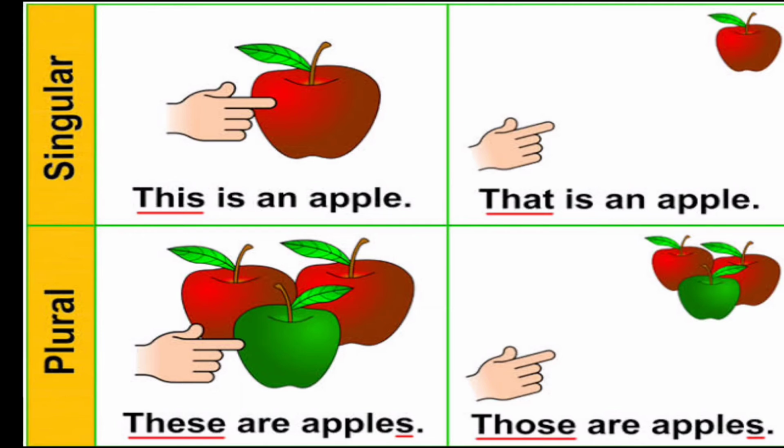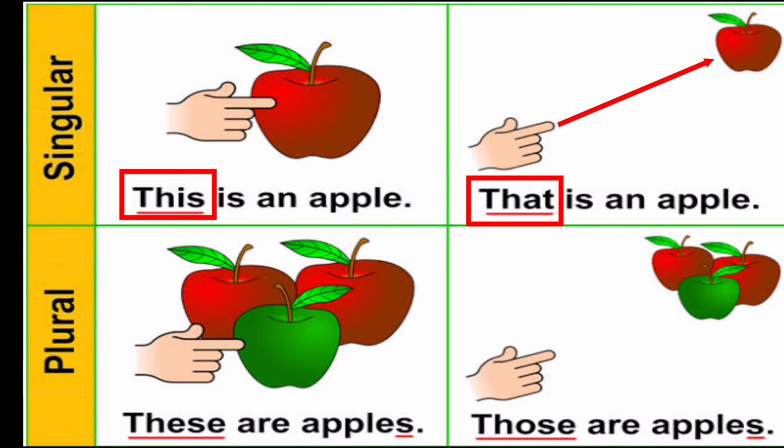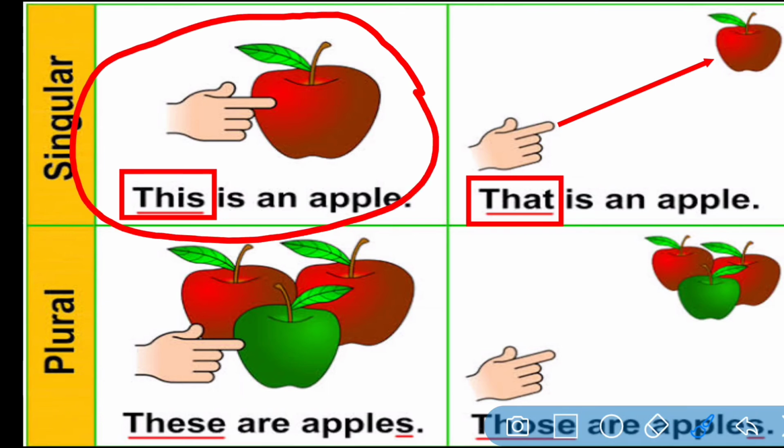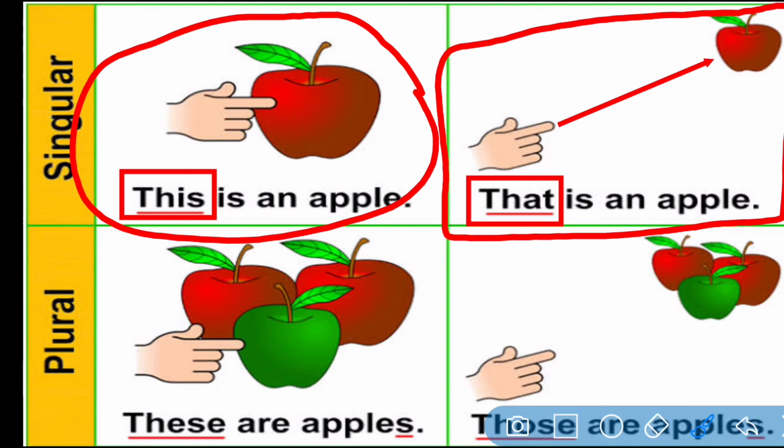Now if it is near me, I will say this is an apple. Now I have one apple, but it is far away from me. I will say that is an apple. It is far away from me, but only one, so I will use the word that. Okay, so if there is one but near, we use the word this. If there is only one but far away, we use the word that.